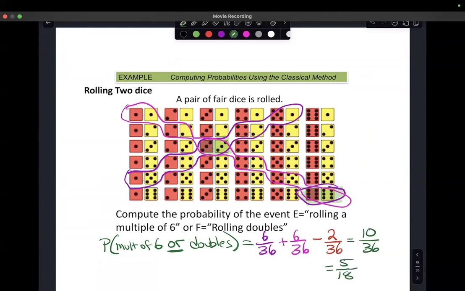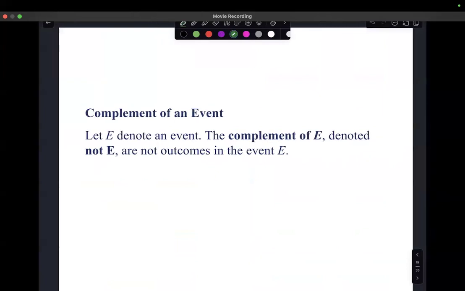So that probability would be 5/18, or if you want to get fancy, 0.28. So you have about a 28% chance of rolling either a multiple of 6 or doubles. Questions on this one? All right. I will move on.